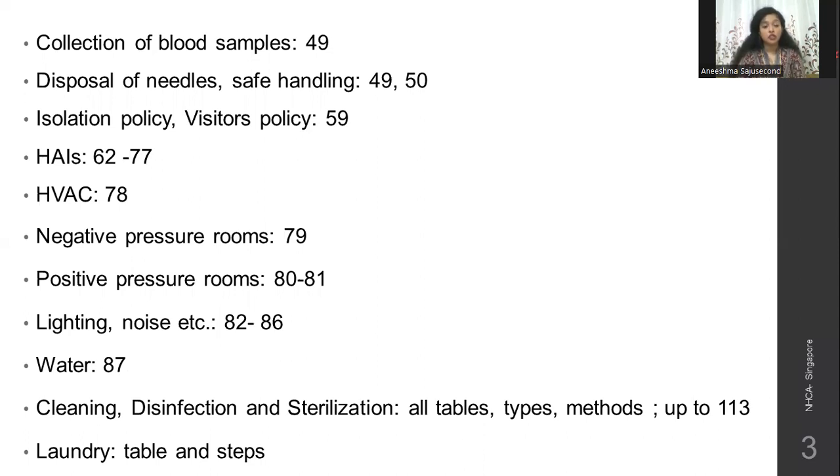Then hospital acquired infections, the entire chapter from page number 62 to 77. Everything is important. All the bundles of care for each type of hospital acquired infection are important. Then heating, ventilation, and air conditioning system: the air changes per hour, pressures. What is the function? What is the use of a positive pressure isolation room? What is the use of a negative pressure isolation room? Negative pressure rooms and positive pressure rooms are very important. Some tricky, tough questions you can expect from these areas. Then lighting, noise, the range of noise levels.